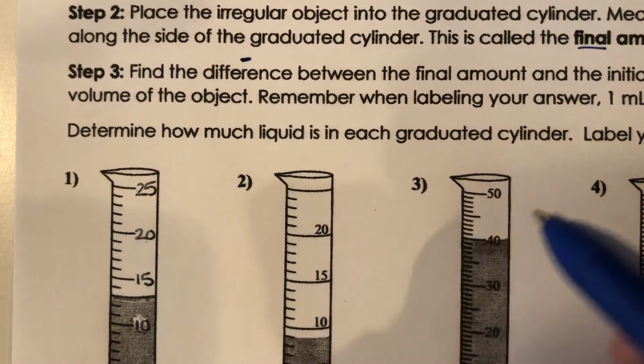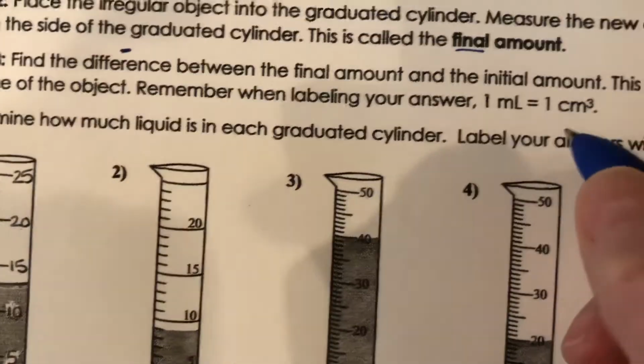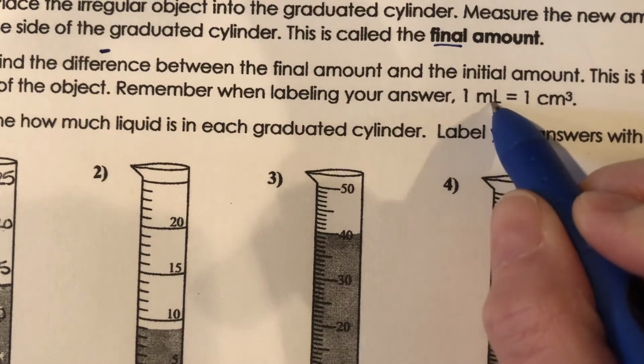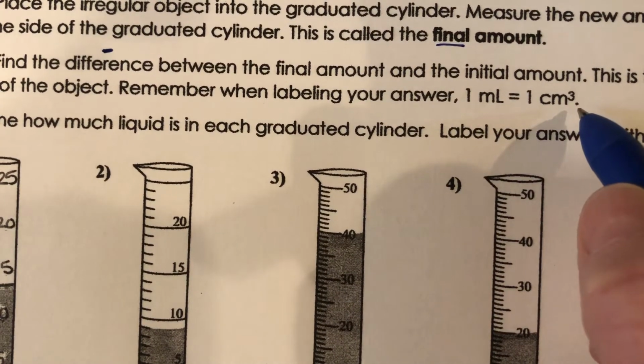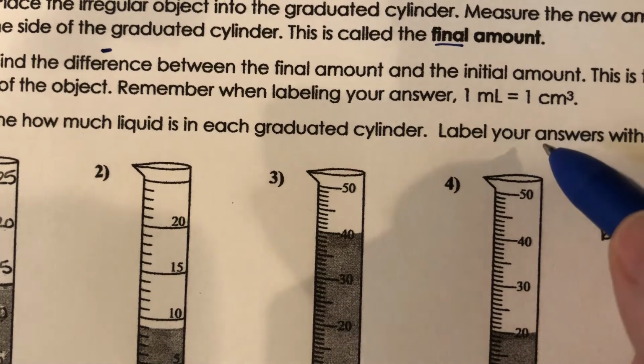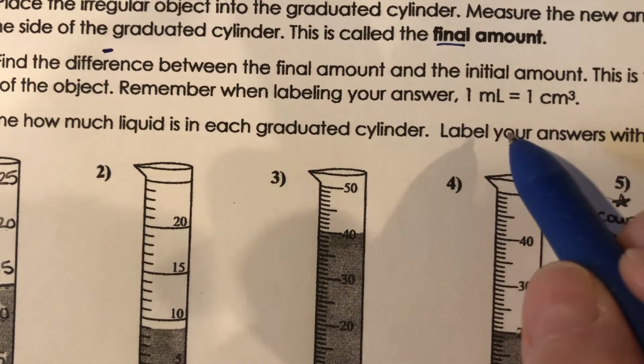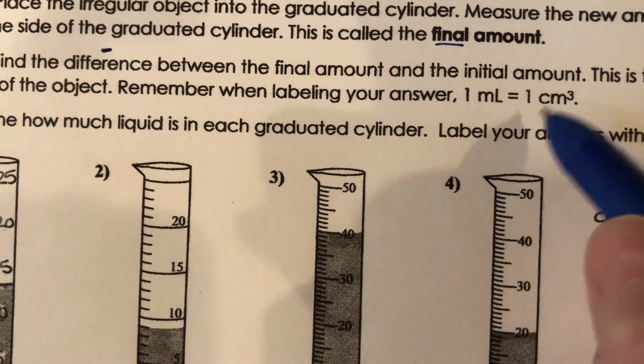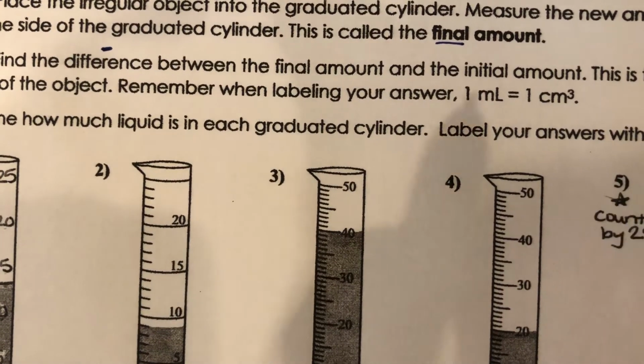But remember, when you're finding volume, we're going to label volume with centimeters cubed, and every 1 milliliter is the same as 1 centimeter cubed. So if you're just measuring how much water is in something, you can leave that as milliliters. But when I ask you for the volume of an object, you want to give me that in centimeters cubed.